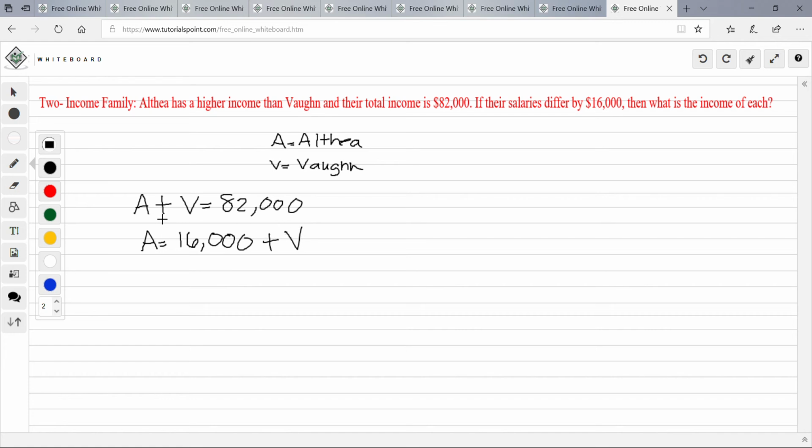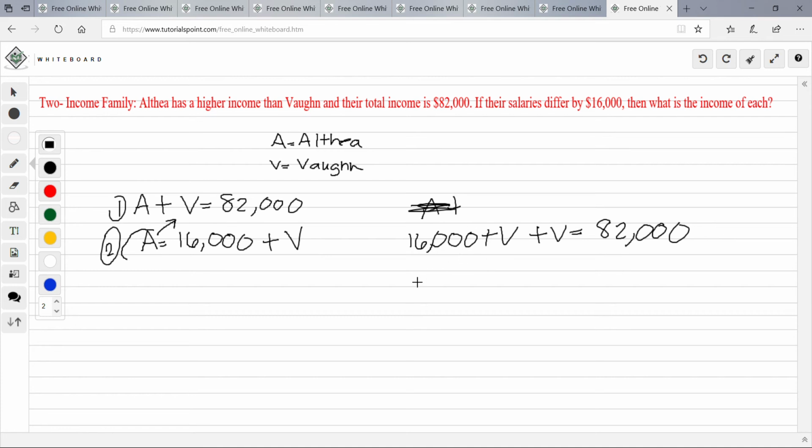And then you could just define A, you substitute into this equation. We're plugging this equation into the first equation. So this is equation 1, and this is equation 2. So 2 into 1. So it will be A plus V. Oh, A is 16,000 plus V. So it would be 16,000 plus V, and then plus another V equals 82,000. So that would be 2V plus 16,000 equals 82,000.